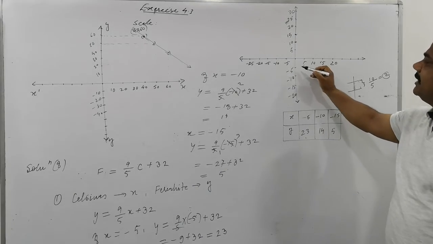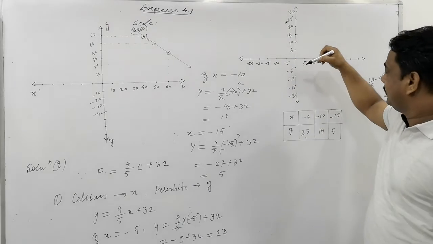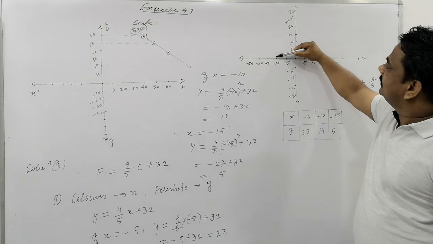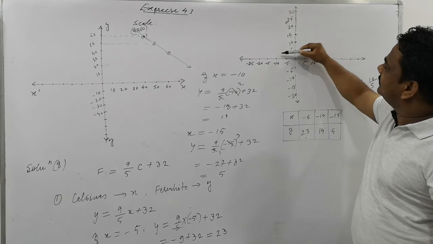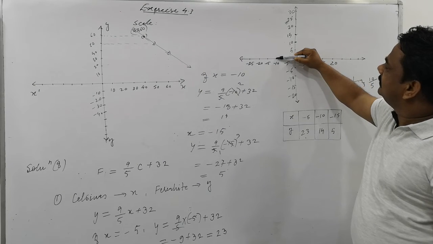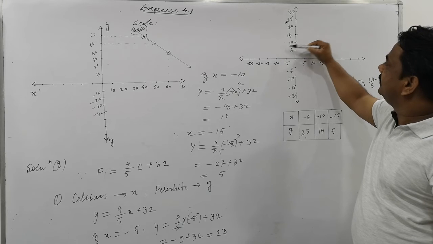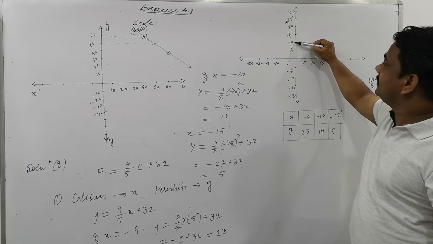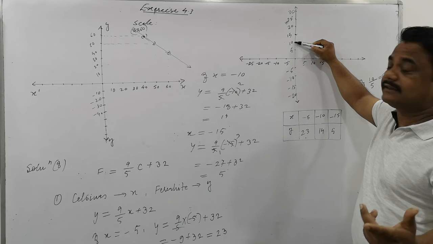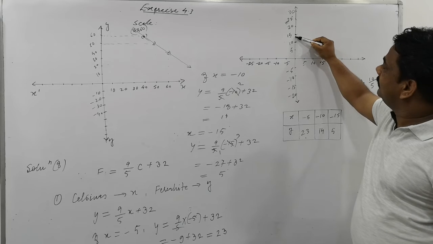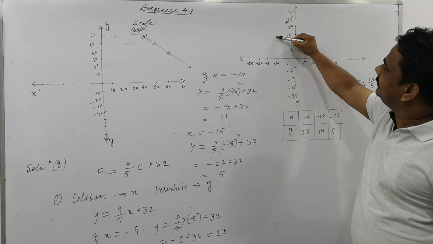Minus 10. Where is minus 10? This is minus 10. And the corresponding y is 14. Where is 14? 10 is there, and 4 is also, so 4 will be 8 lines. Take these 8 lines here. I think it will come here. So the corresponding value will be this.